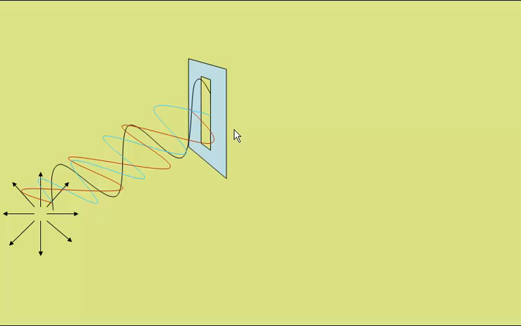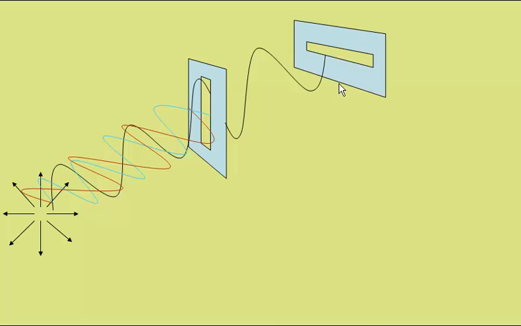If at this point we had a slot with a vertical alignment, you see that the red wave and the blue wave would be unable to pass through. But the black wave, as its vibration is in line with this slot, would pass through. If we then had a second slot up here, aligned at 90 degrees to the first slot, the black wave could not get through.